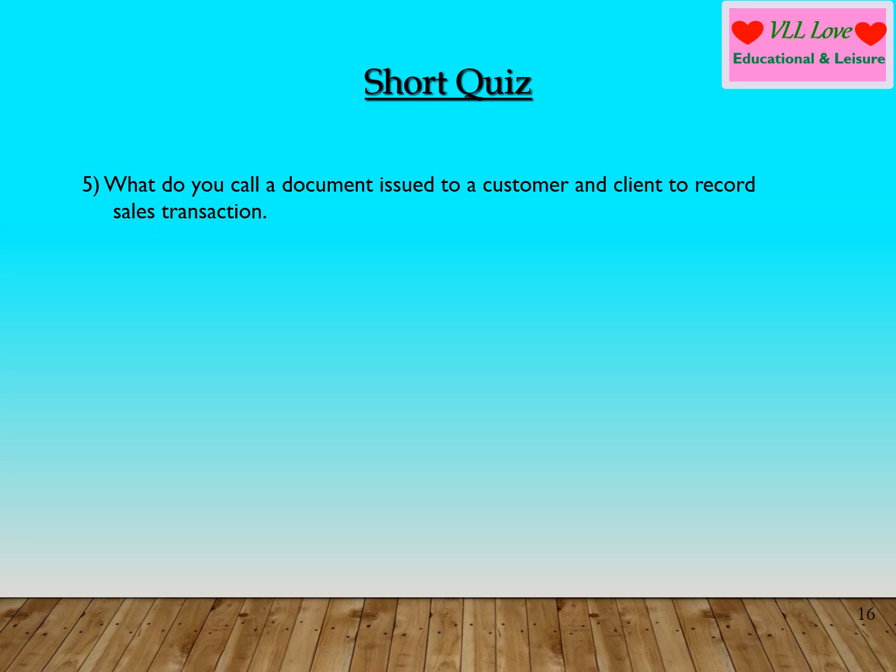We have question number 5. What do you call a document issued to a customer and client to record sales transaction? Letter A, purchase order. Letter B, sales invoice. Or letter C, official receipt. Another 5 seconds. Yes, it's letter B, sales invoice.